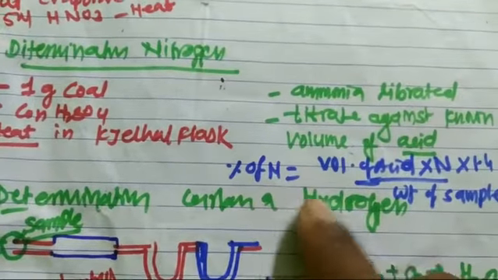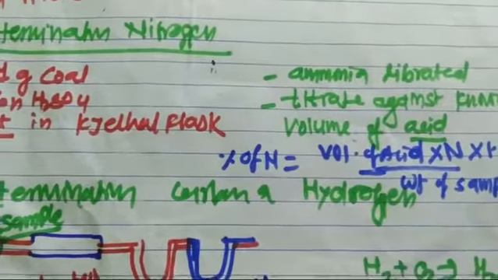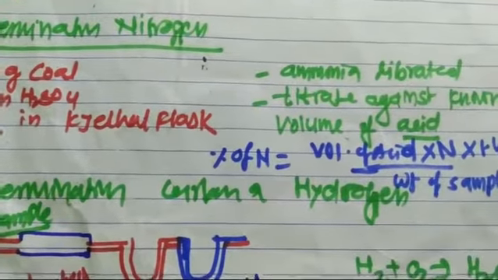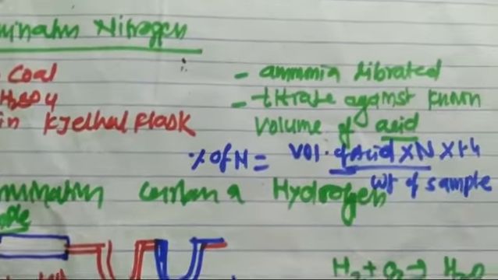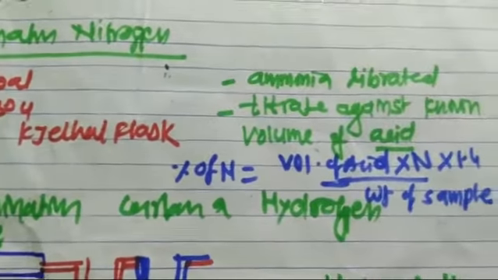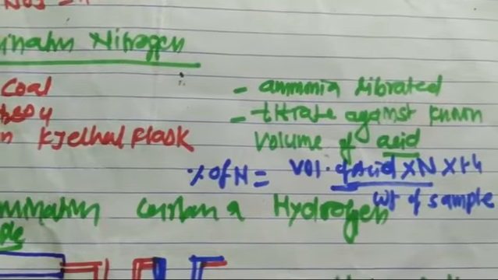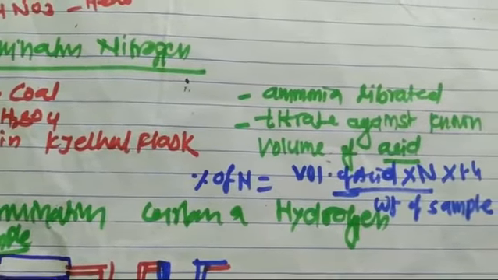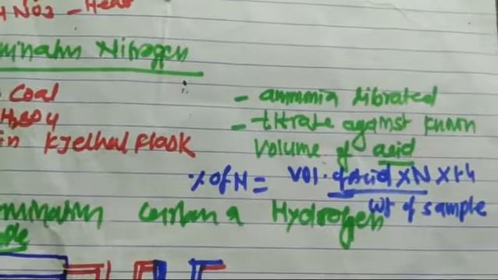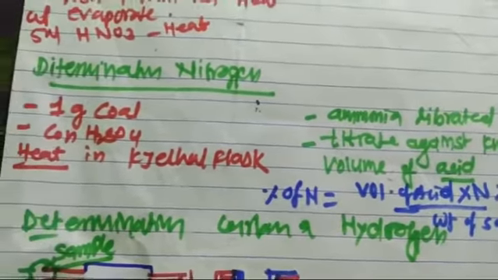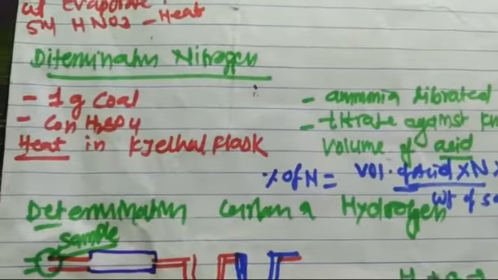The formula is percentage of nitrogen equal to volume of KOH for blank solution minus volume of KOH for test solution into normality of acid multiplied by 1.4 divided by weight of sample. So this determines the nitrogen.